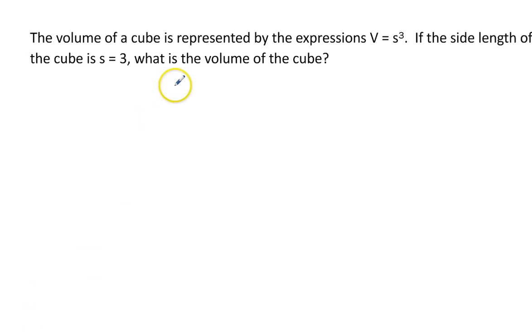In this problem, the volume is equivalent to the side cubed, which means I have to take 3 of whatever the side length is. So 3 times 3 times 3. 3 times 3 is 9. 9 times 3 is 27, and that would be the volume of the cube.